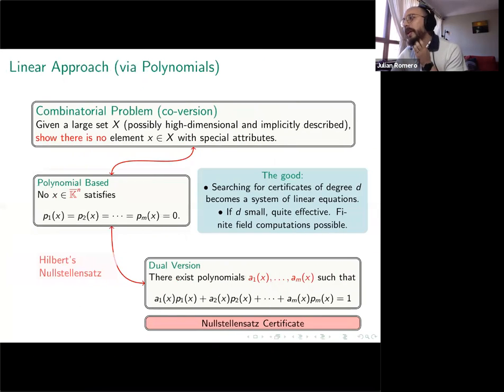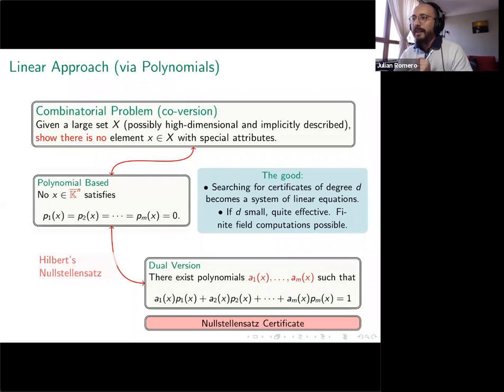So what I was saying is that the good thing is that searching for the certificates is a linear system of equations, and the other thing is that if I can find a certificate and these certificates have a small degree, then my algorithm is going to be effective. It's going to be quite effective because I'm solving systems of linear equations. And the other thing is that sometimes I can use finite field computations. Solving systems of linear equations when the coefficients are in a finite field sometimes improves computations, and this can be better.